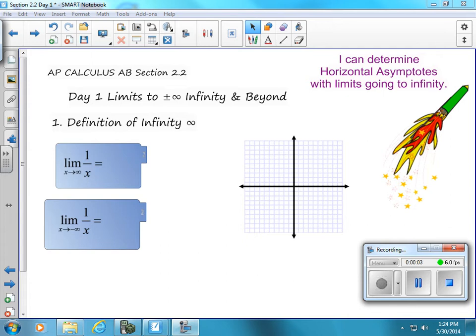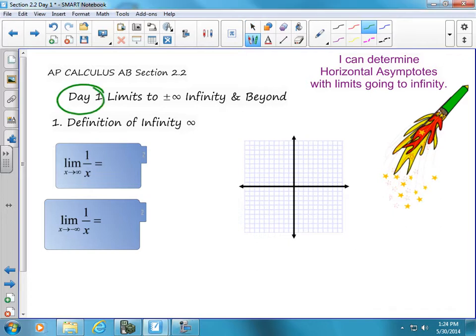Hello, Calc students. Today we're starting section 2.2. This is actually section 2.2, day 1, limits to plus and minus infinity and beyond. First, let's look at a little definition of infinity.